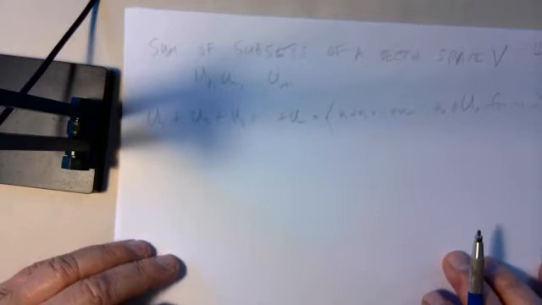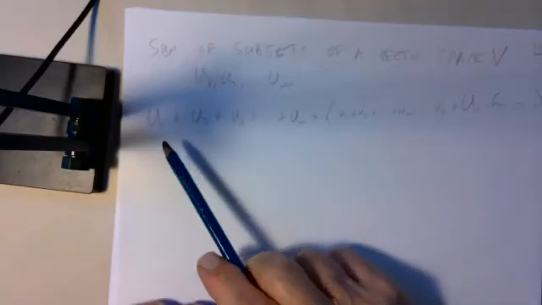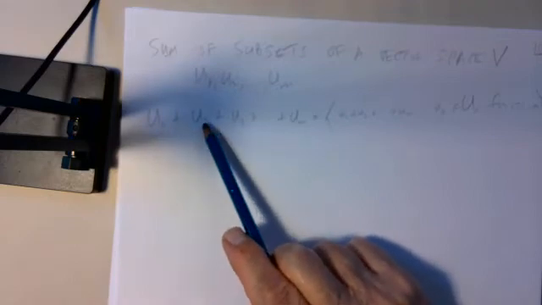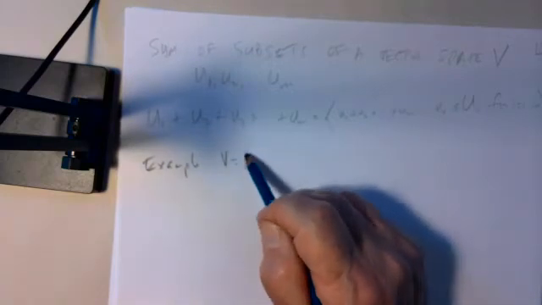So what this means is, take all possible sums of a vector in U1 plus a vector in U2 and so forth up to a vector in U sub m. That's this sum set. And so here's a nice example. Suppose I take V to be F3.